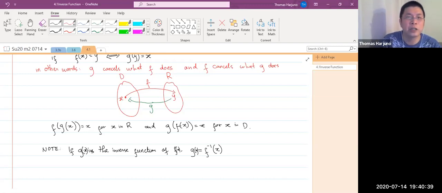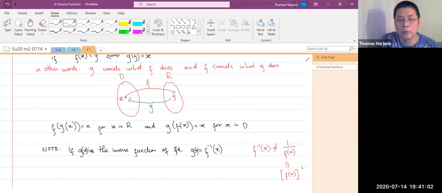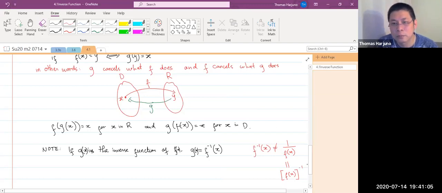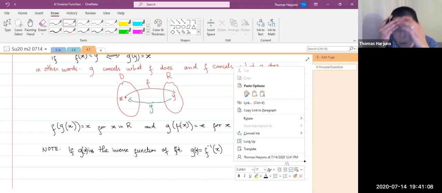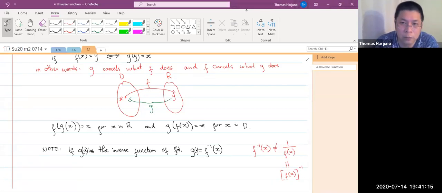Now, this notation is not the same. f inverse x is not the same as 1 over f(x). No, they are not the same. That notation, 1 over f(x), is written as f(x) to the power of -1. So it's the whole function that is taken to the power of -1. But if it is only f to the power of -1, that's the notation for inverse function.